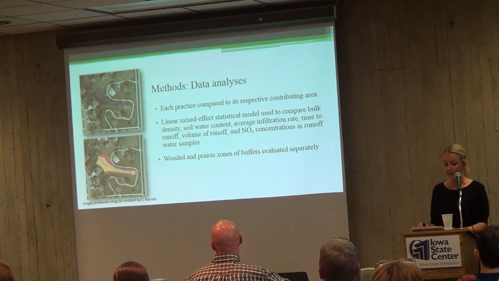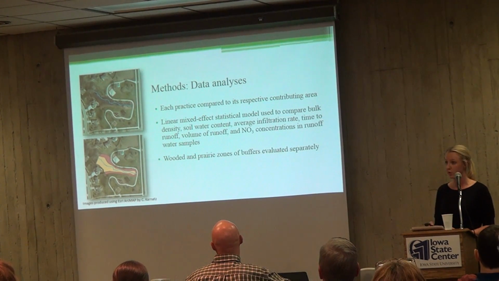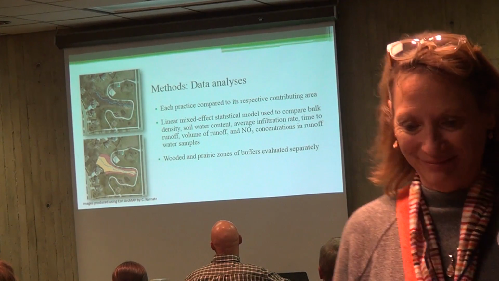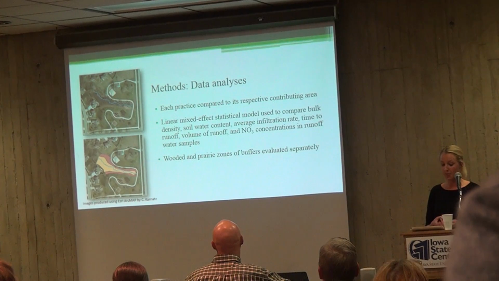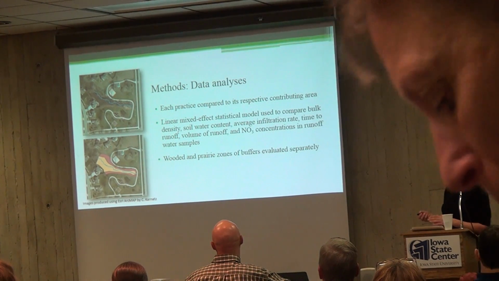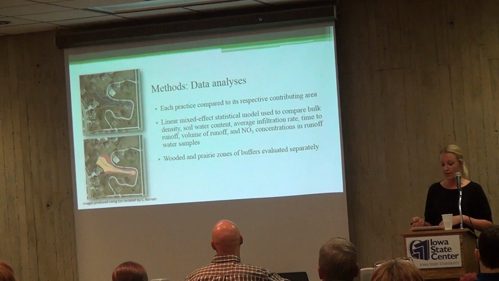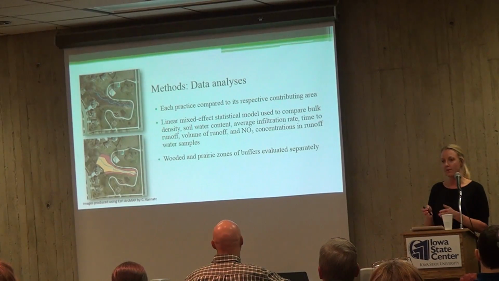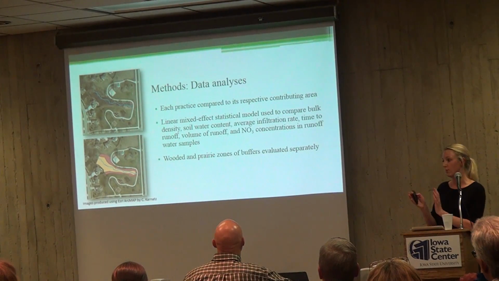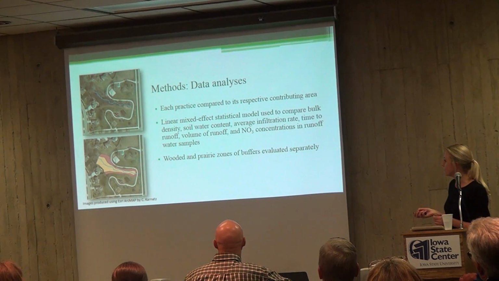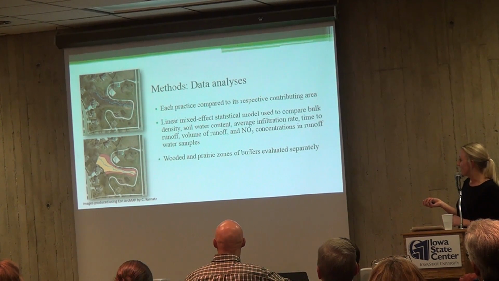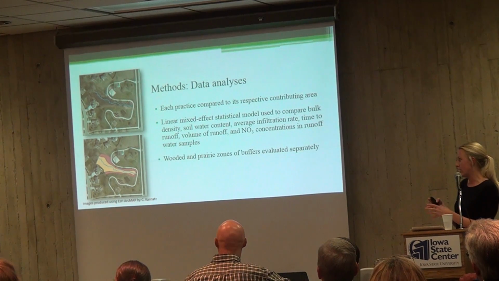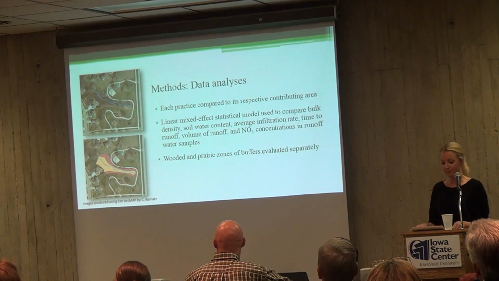A linear mixed effects model was used to assess the average infiltration rate, the runoff volume, the time to runoff, as well as certain pollutant concentrations that we found in our runoff water samples. We assess these parameters by the 3 practices against their contributing areas, with the riparian buffer being evaluated in 2 separate zones, both a wooded zone and a prairie zone. That's better described here in these photos, where this whole thing is our riparian buffer, and the yellow zone is the wooded zone of the buffer, and the pink zone is our prairie zone of the buffer.